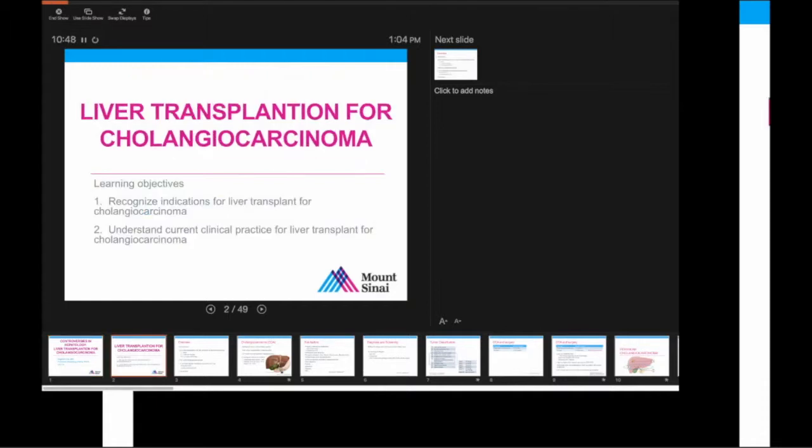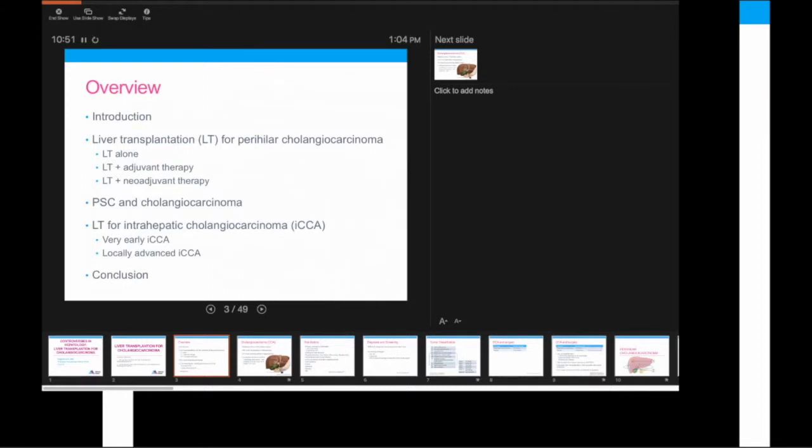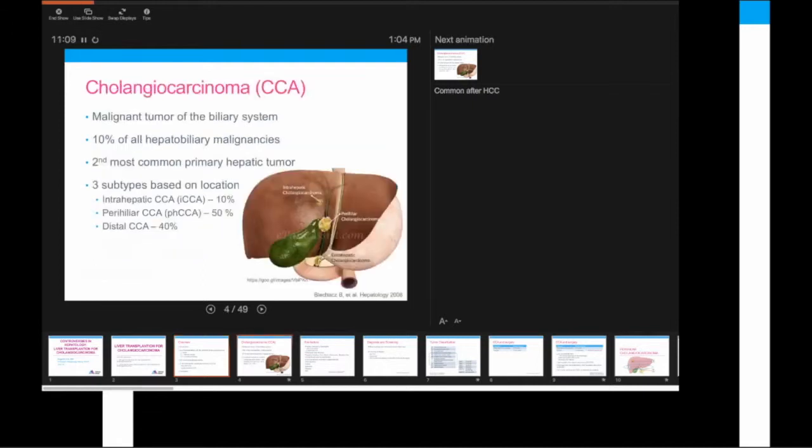Learning objectives are as listed. A quick overview, we're going to discuss liver transplant for perihilar cholangiocarcinoma, the different treatment options. PSC and cholangiocarcinoma will be reviewed briefly, and transplant for intrahepatic cholangiocarcinoma will also be reviewed in terms of very early cancer versus locally advanced cancer.